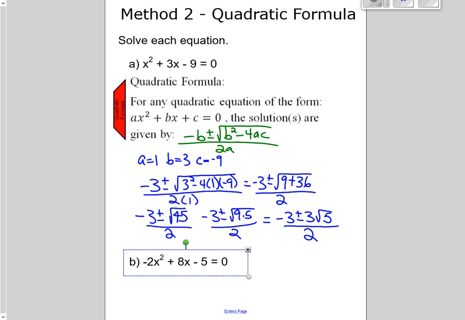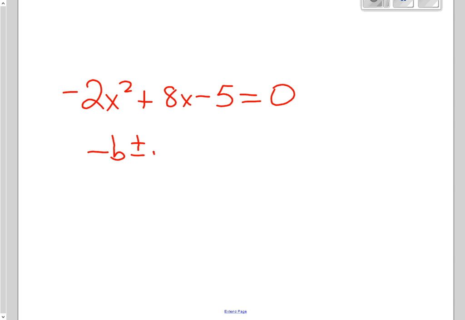Negative 2x squared plus 8x minus 5 equals 0. So we're solving for x. I could try to factor that, but it doesn't look like it's factorable. So I'm going to say no to factoring, and instead I'm going to say yes to my quadratic formula.